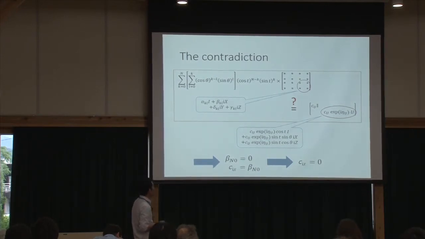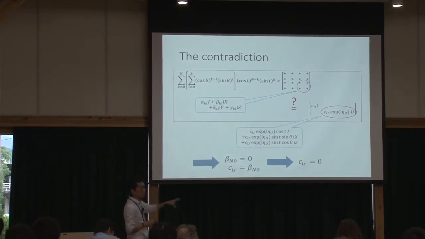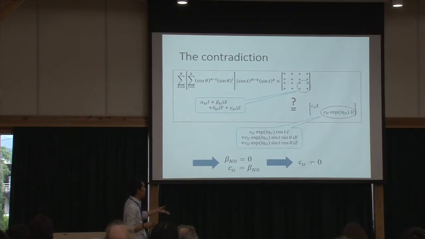This means that if your input gate is Ix, then this circuit cannot implement the controlled version of Ix. So this is a contradiction to our requirement.